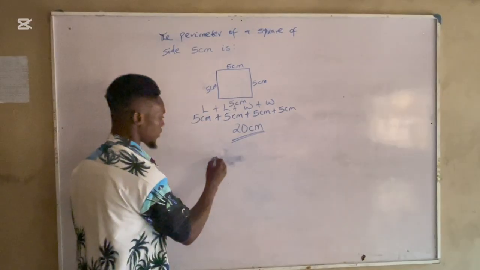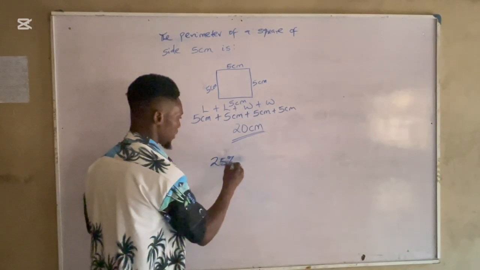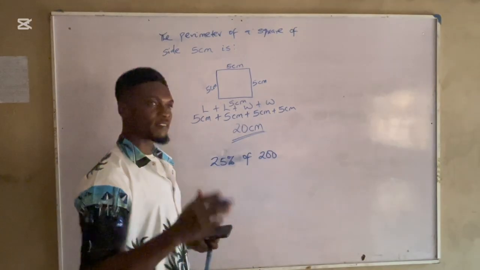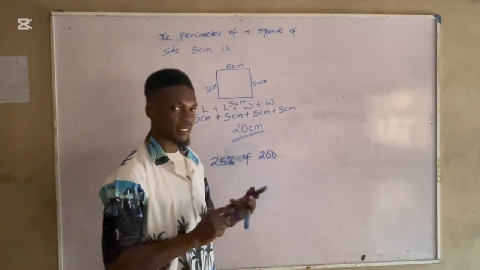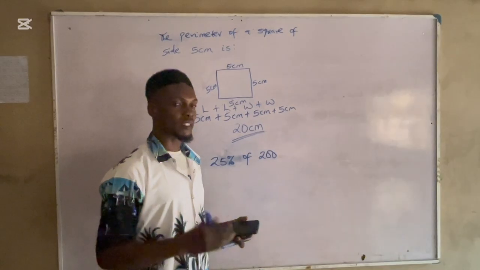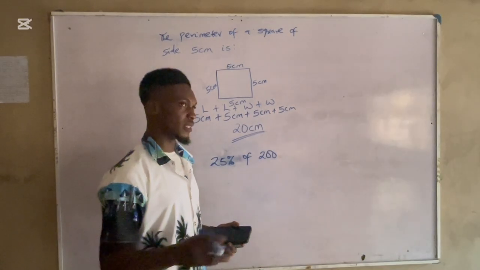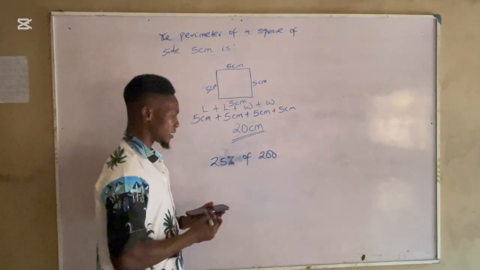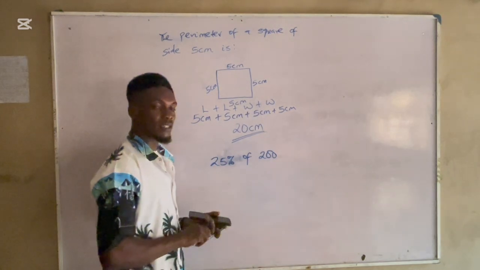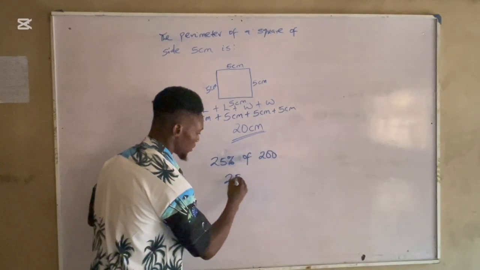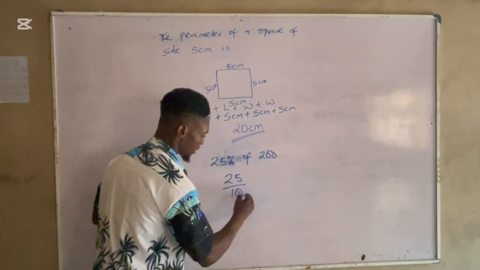25%. What is 25% of 200? Anytime you hear percent, it means that you are working with 100, because the maximum percentage you have is 100. The general percentage is 100. So 25% now, we are going to change it involving 100. 25% is the same as saying 25 over 100.